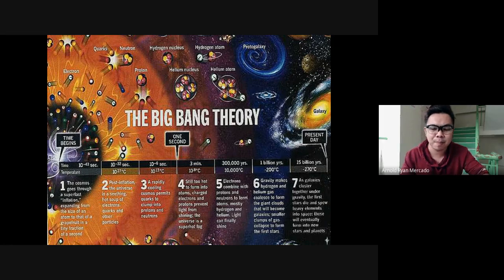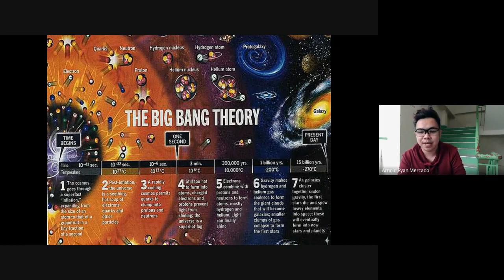Then another po is yung pang-apat, still too hot to form into atoms, charge electrons and protons prevent light from shining. The universe is a super hot fog. Then yung pang-limang stage niya is electrons combined with protons and neutrons to form atoms. So usually ang mga nabuo dito ay ang hydrogen at ang helium. The number 6 is the gravity makes hydrogen and helium gas coalesce to form the giant clouds that will become galaxies. Smaller clumps of gas collapse to form the first stars. Ayan, so formation of stars yan.